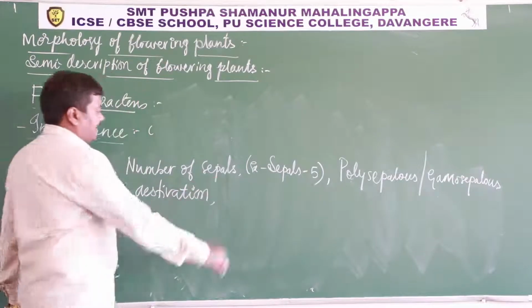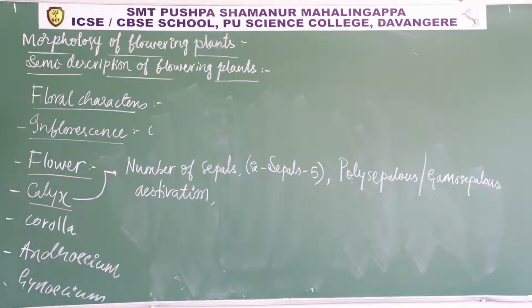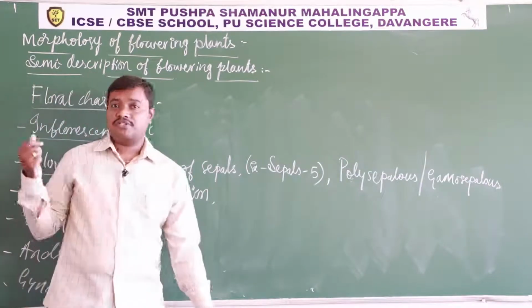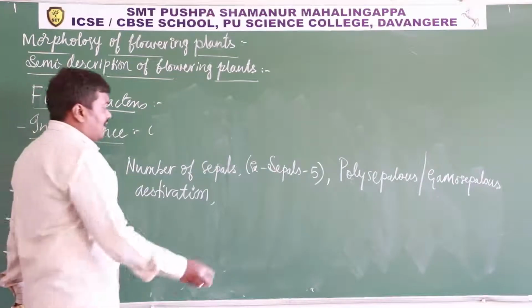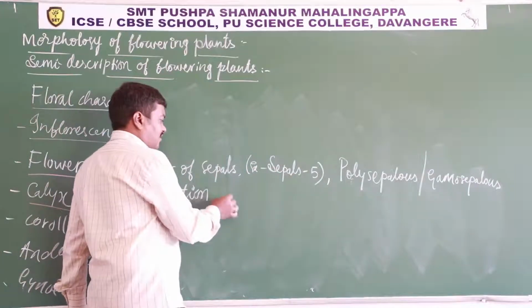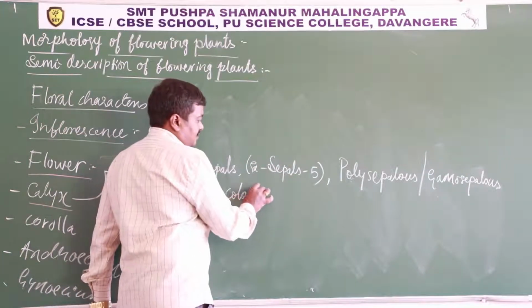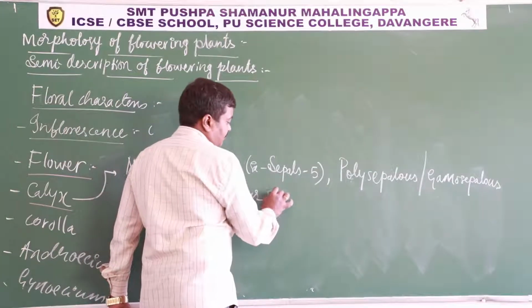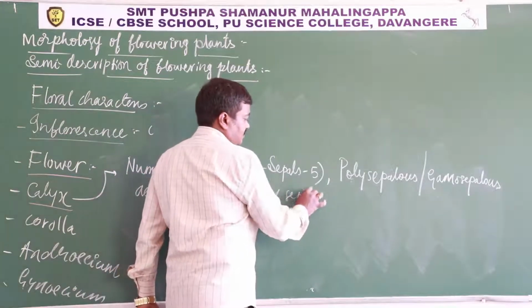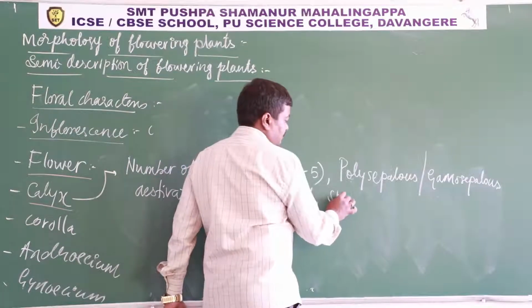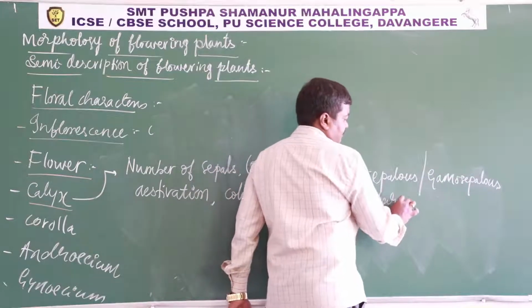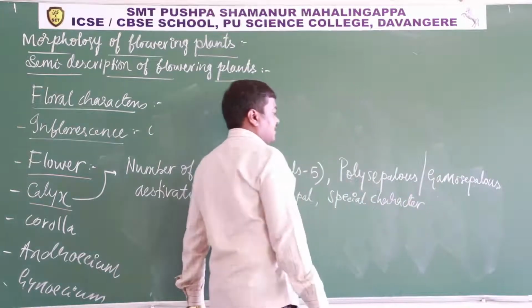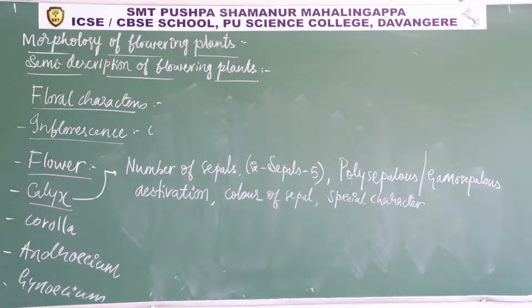You need to mention the estivation. You already learned about estivation, like valvate estivation, imbricate estivation, vexillary estivation, twisted estivation. That estivation should be mentioned, or any special character, or color of the sepal. Color of sepal you need to write, or any special character. Whether there is anything special compared to a normal sepal, you need to mention under this calyx.